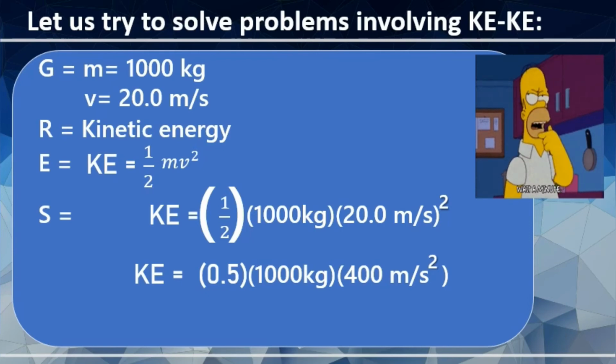For the next step, once you have squared the 20.0 meter per second, you will notice that it will now become 400. Alright? Now, let us multiply all of them. But, as you can see, where did I get the 0.5 here?